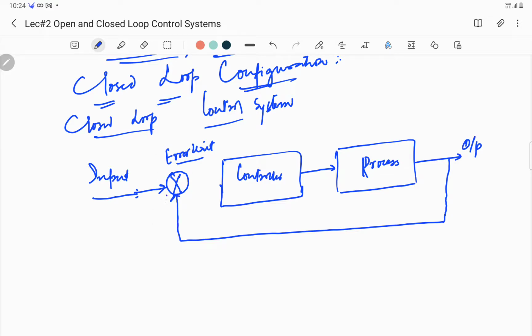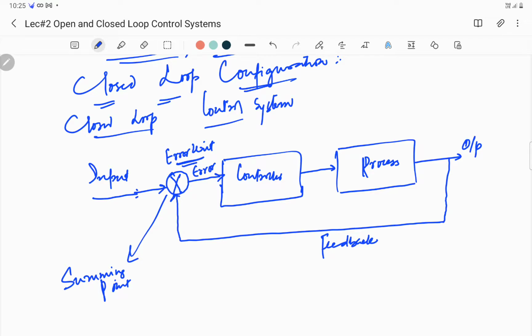This is also called a summing point, or in general an error unit. Then this is fed to the controller. Basically, this here is called the error. So what is being done in a closed loop system? This is the feedback path from output to the input, so that the controller gets to know what's to be done. Shall we stop or shall we continue? For example, in case of heating.